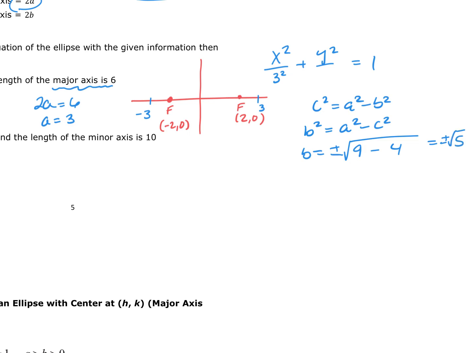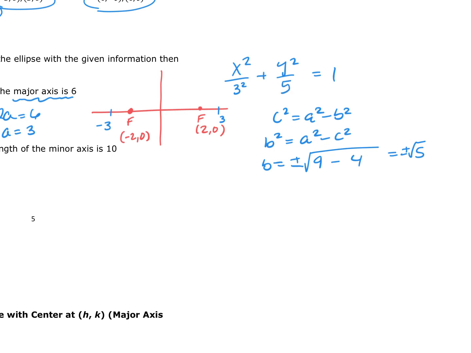So my b squared must be 5, because if b equals plus and minus the square root of 5, if I square it, the plus or the minus, I'm just going to get 5. So I would go up the square root of 5, and I would go down the square root of 5, and then here's an approximate shape, obviously not drawn well, of my ellipse.